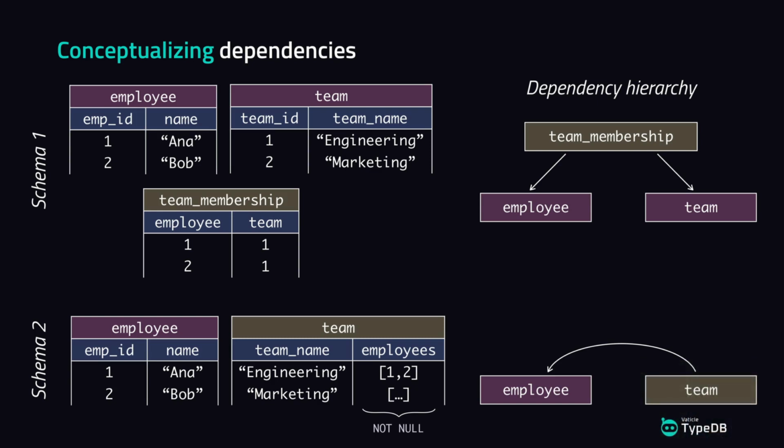In the second example, we have just two tables, employee and team. And because we record the employees of a team inside the team table and require that each team has employees in it that are members of that team, we have created a dependency of the team concept on the employee concept.